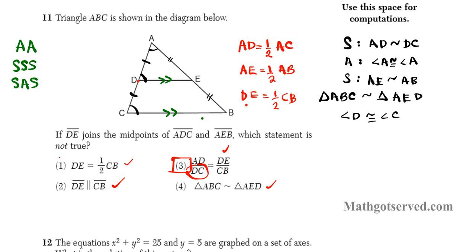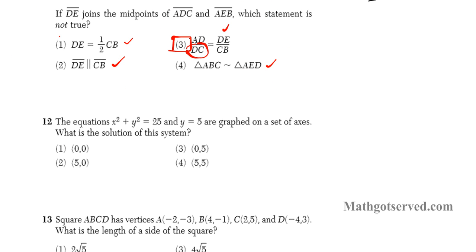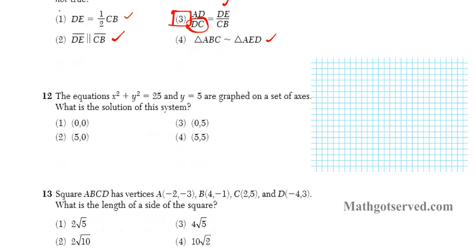All right, let's move on to question number 12. Question 12 says the equation x squared plus y squared equals 25 and y equals 5 are graphed on a set of axes. What is the solution of the system?